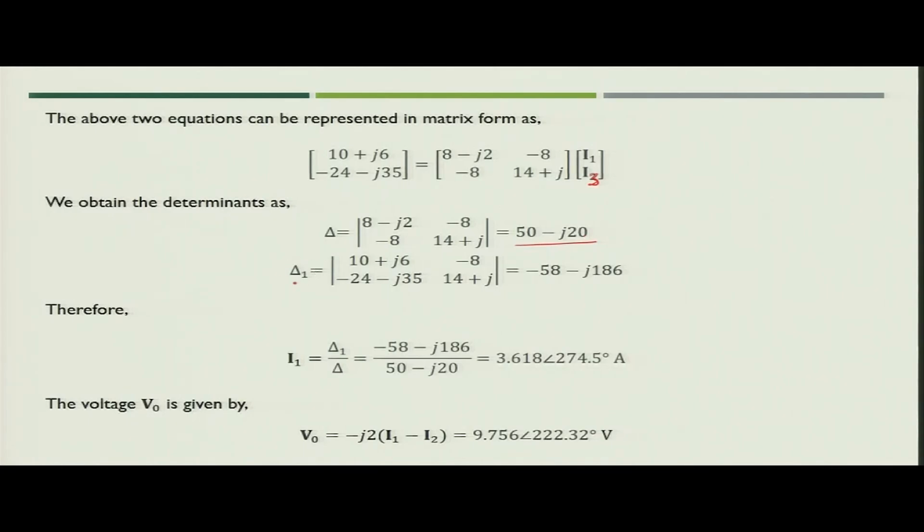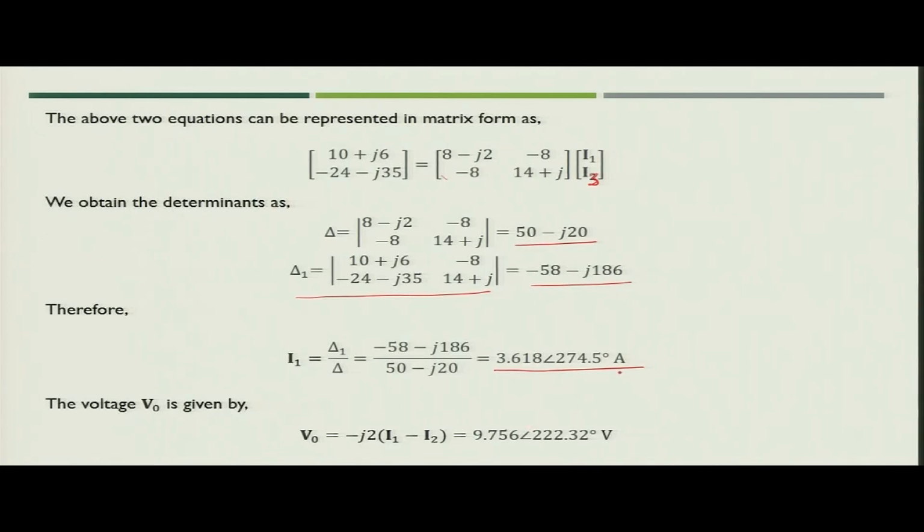To find out the value of delta 1, you will replace this particular column with this. So, this will become 10 plus j6 and minus 8, then minus 24 minus j35 and 14 plus j. When you find the value of the determinant, you will get minus 58 plus j186. Now, to find out the value of I1, you will find delta 1 divided by delta. If you put the values, you will get the current I1 as 3.618 angle 274.5 degree ampere.